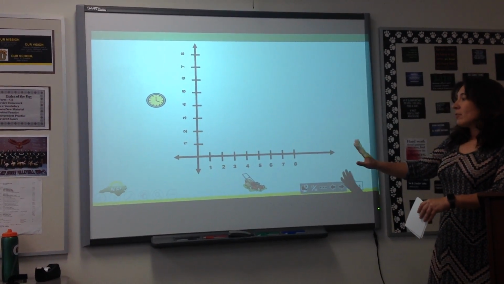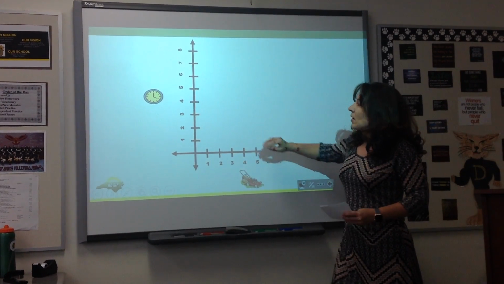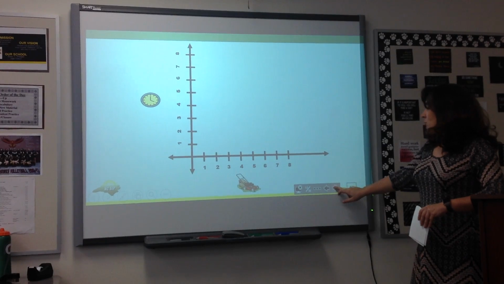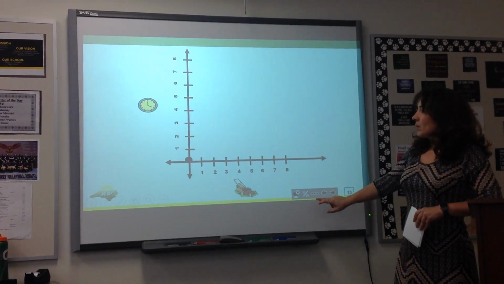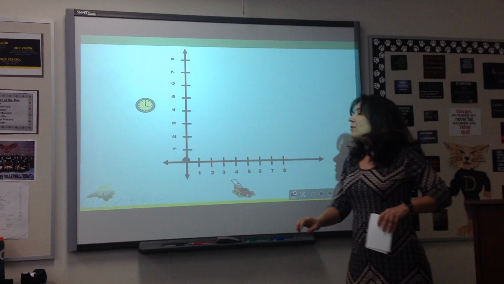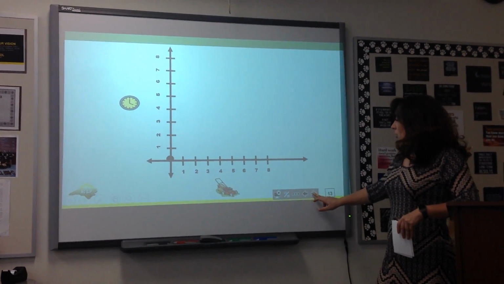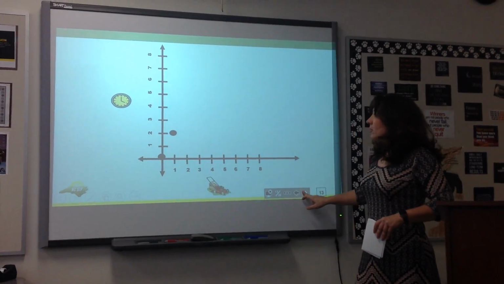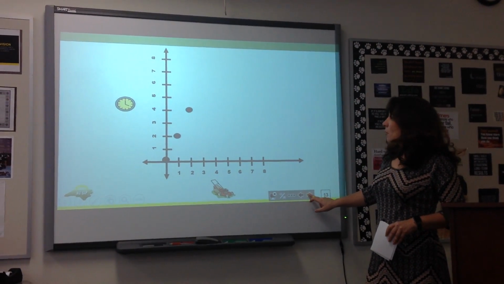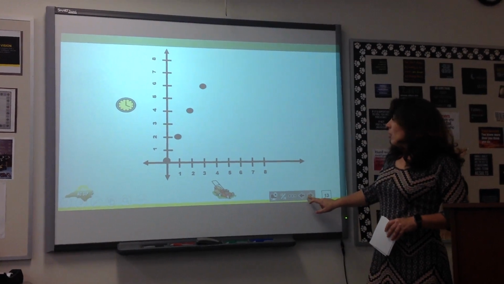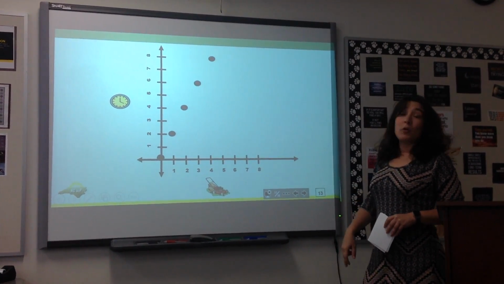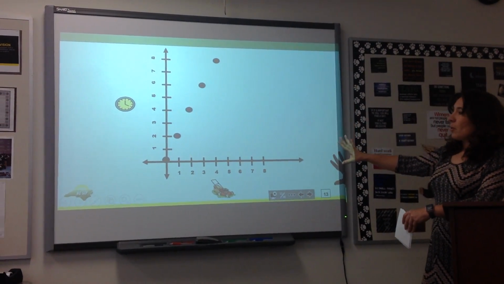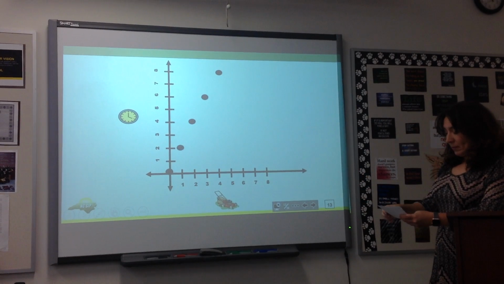We can plot, so here's my lawns, and here's my hours, and we can plot those relationships on the coordinate plane. So this dot would represent that in 0 hours, I mowed 0 lawns. 1 lawn in 2 hours. 2 lawns in 4 hours. 3 lawns in 6 hours, and so on. Okay, so this is an example of what that would look like.